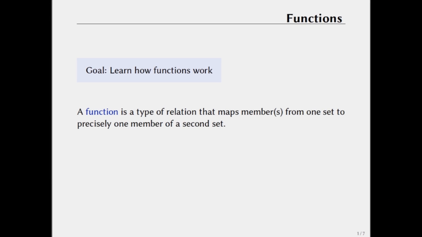So in this lecturelet, we will see how functions work. Functions are important for semantics because they will be the key engine of saturation and making composition work. Now, a function is just a mathematical concept. It's a type of relation that maps members from one set to precisely one member of a second set.